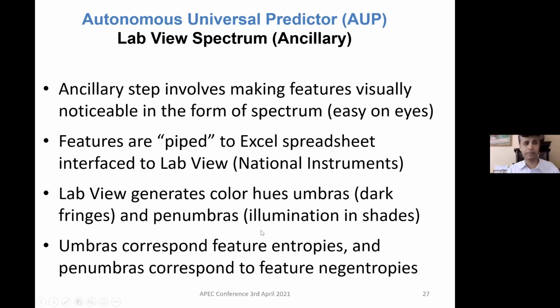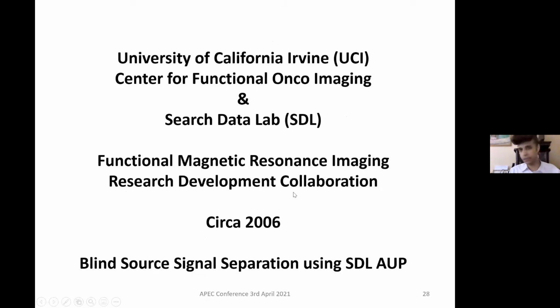LabVIEW, National Instruments, generated color hues. You can see here, dark fringes were the entropies. Dark fringes are the umbras, and the penumbras are the illumination and shades. It's really easy on the eyes if you were to see something in a timestamp. Going on to the next bullet, umbras correspond to positive entropies, and penumbras correspond to negative entropies, negentropies. That led me to UCI.